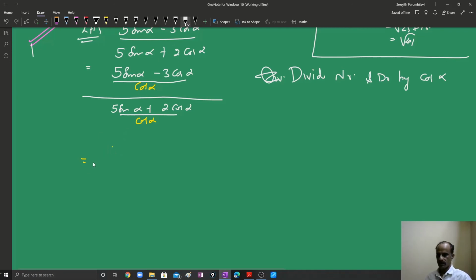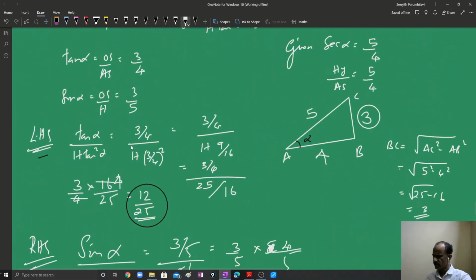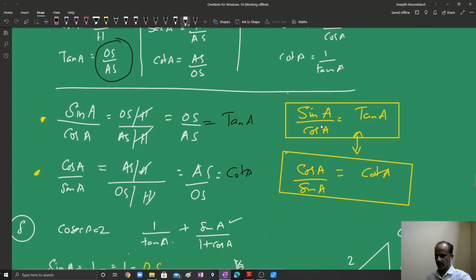Now I am going to take care of this: 5 sin alpha by cos alpha minus 3 cos alpha by cos alpha. Next question onwards you can do it mentally. 5 sin alpha by cos alpha, plus 2 cos alpha by cos alpha. This is equal to 5. What is sin alpha by cos alpha? We have seen that somewhere. Where did we see that? Sin A by cos A, tan. Cos A by sin A, cot.